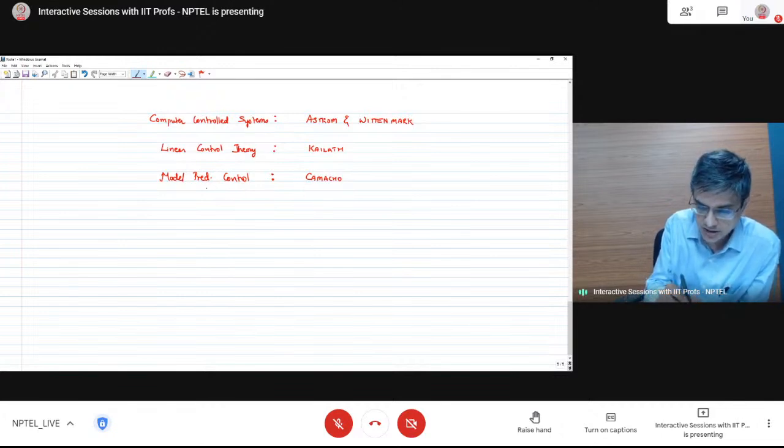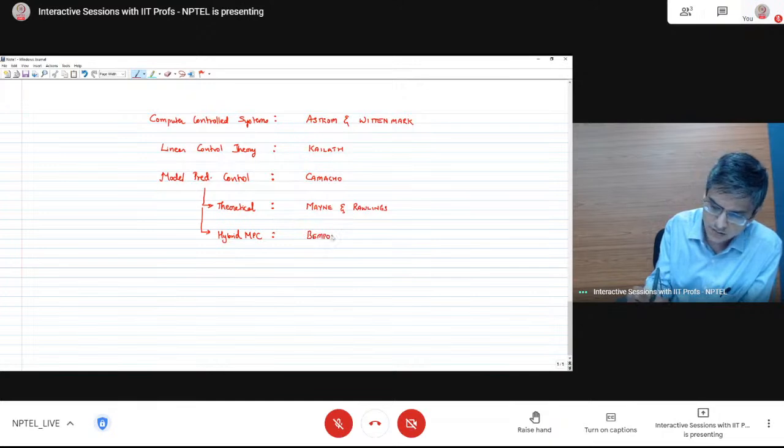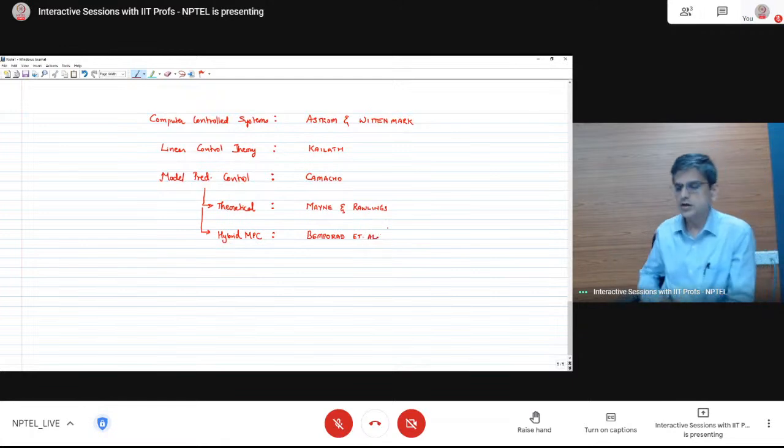Now, if you want a theoretical treatment of MPC, then you can look at Mayne and Rawlings. If you want a hybrid MPC treatment, Bemporad and co-workers. So these are the various books.